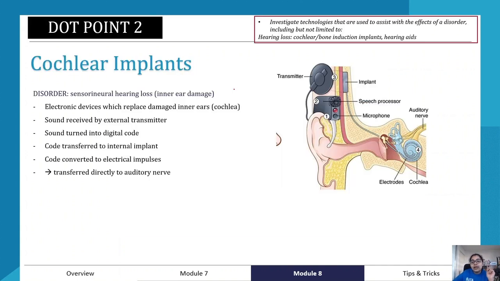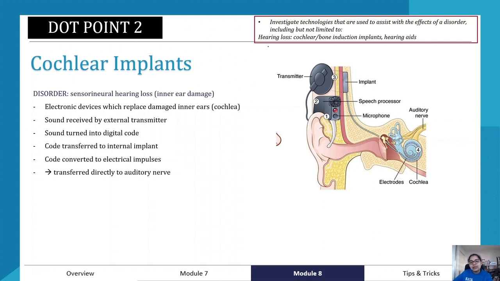Okay, cochlear implants. This is used when there is sensorineural hearing damage. So you've got hearing damage happening to the inner part of the ear, and because of that, we are using an electronic device to replace the damaged inner ear. It's replacing the function of the cochlea, and the function of the cochlea is to convert the sound waves from kinetic into electrochemical impulses so that they can be sent through.